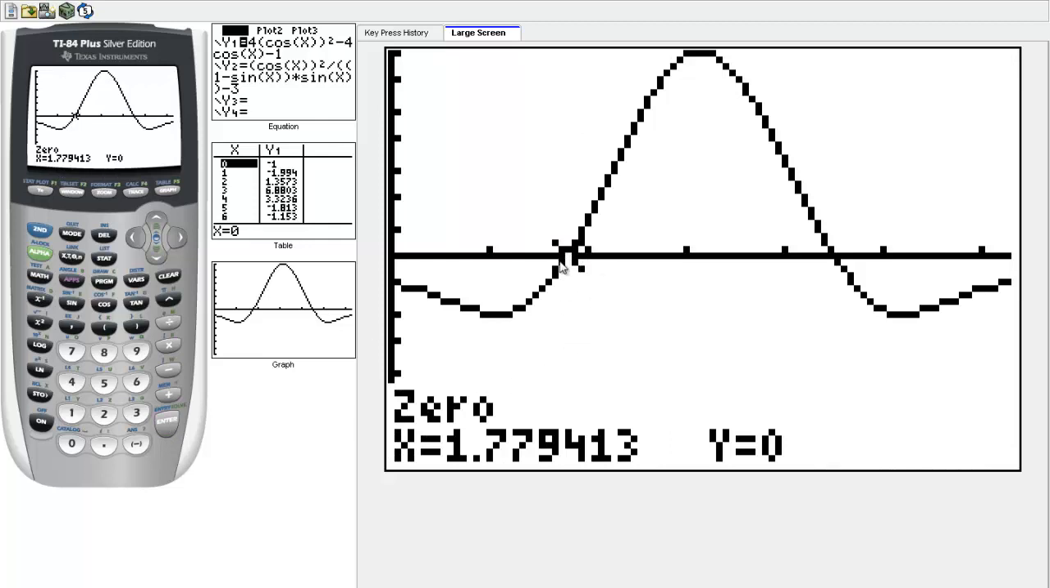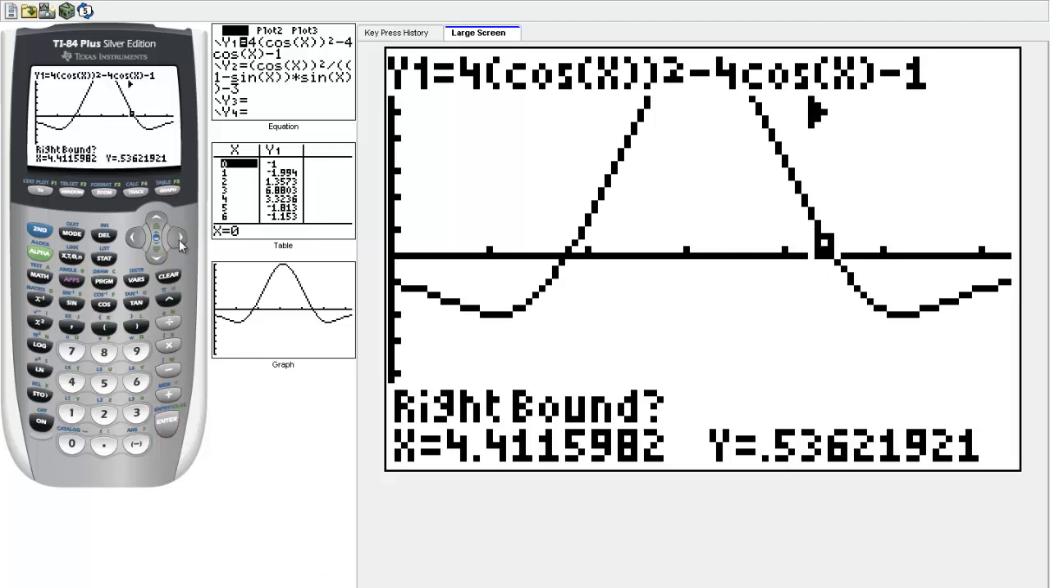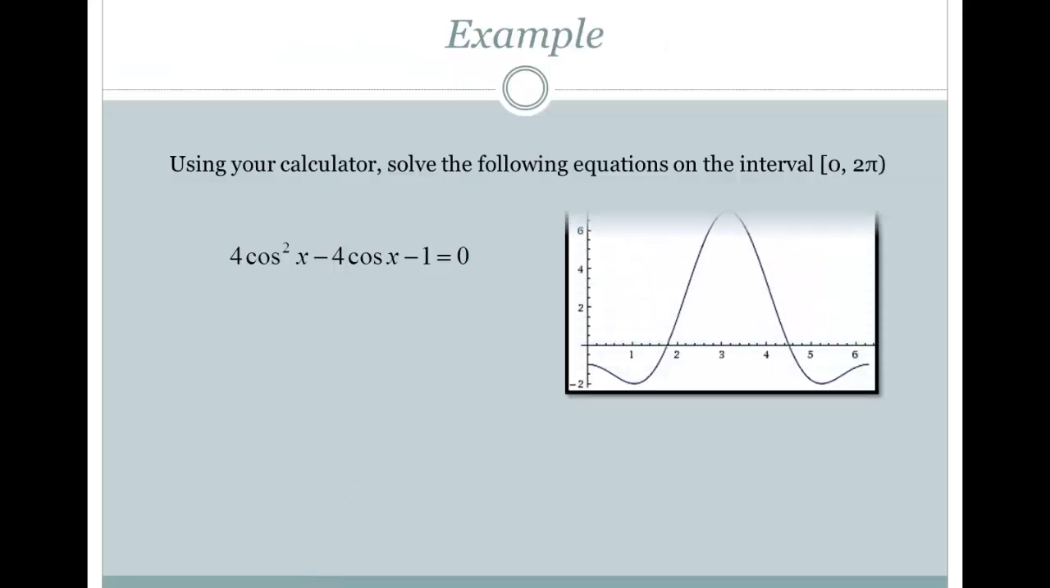So that's that zero right there. To find the other one, I'll do the same process. Again, I have to go to the left of that point, and this time it needs to be a positive value. In order for this program to work, I have to have a change of sign. So I'm going to go a little bit to the left, which is going to give me a positive value. Enter. Go to the other side of the zero where it's negative. Enter. Enter. And there is my other zero, 4.5037. Okay? And so there's the graph that we just looked at, and those were the zeros.